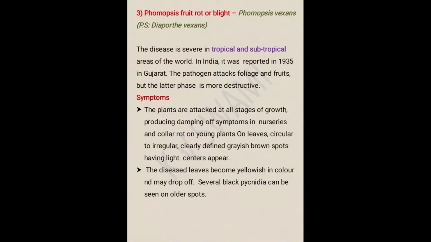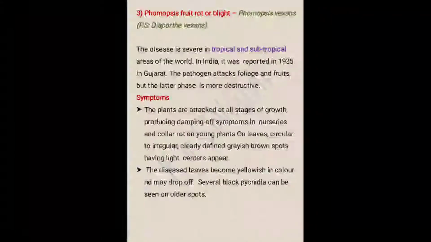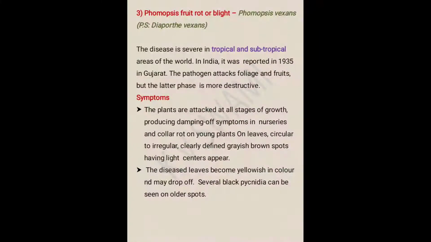Next disease of brinjal, that is Phomopsis fruit rot or blight. This is a very important disease as it causes a great loss to the plants and ultimately farmers. The causal organism for this is Phomopsis vexans. The disease is severe in tropical and subtropical areas of the world. In India, it was reported in 1935 in Gujarat. The pathogen attacks foliage and fruits, but the latter phase is more destructive.